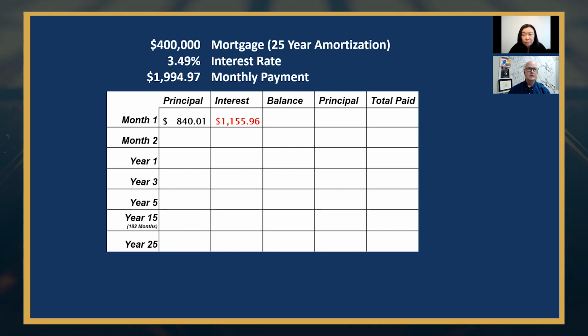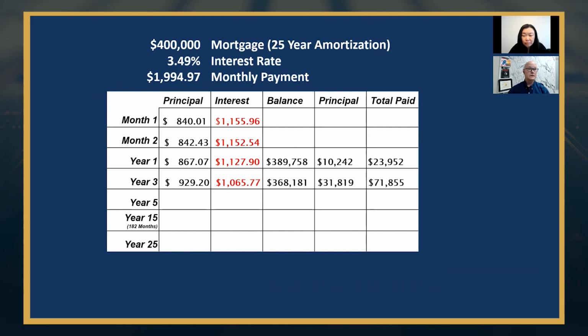Now, as you can see from this table, what does that look like in the first month? Out of that $1,994, $840 of it has gone to the principal. That's the amount that's going to go against the principal that you owe. And $1,155 is interest. So that's the interest that you paid. So the next month, your principal went down, and therefore you are going to be paying a lower volume of interest. And that's the way this will work all the way through. As you drop the principal, your interest will start to decline.